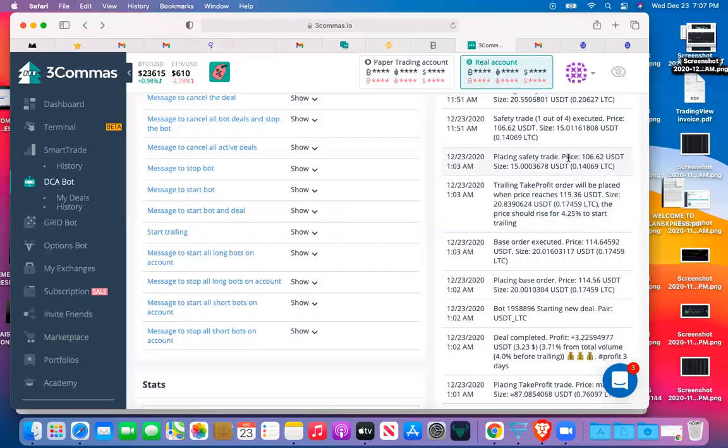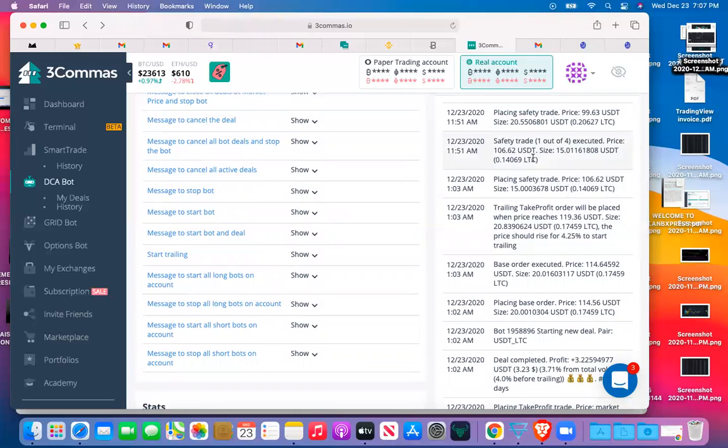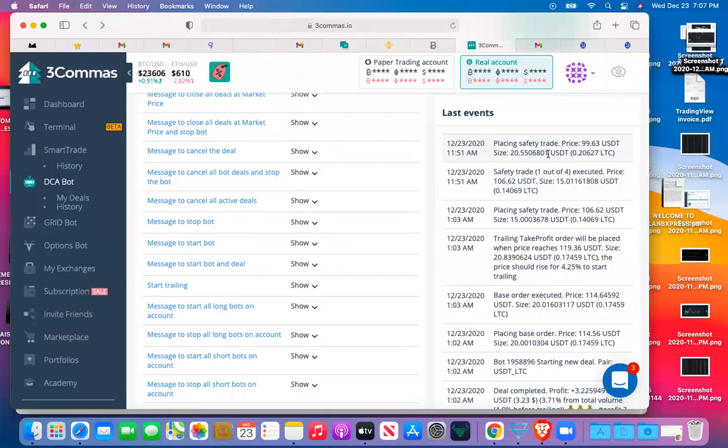Place safety trade 1 out of 4, executed, price at 106. Now it's waiting to sell. Now look at where the trailing take profit is. I say trailing take profit order will be placed when the price reaches $119.36, size 20 point something dollars. You can see that, right? Twenty point something dollars. And at how much profit? 4.25 to start trading and all of that.